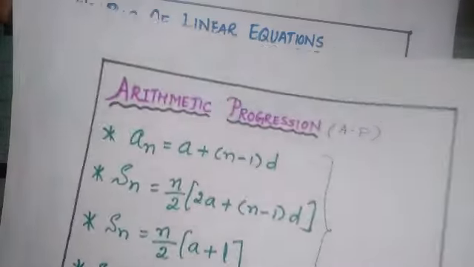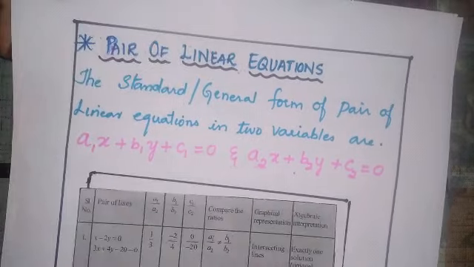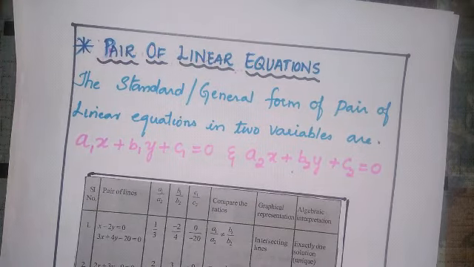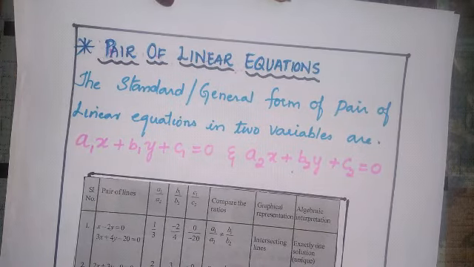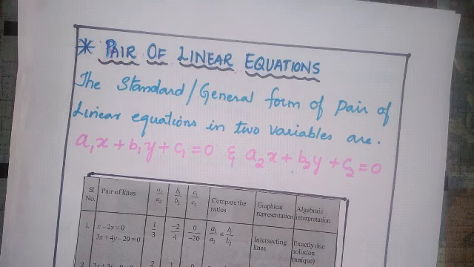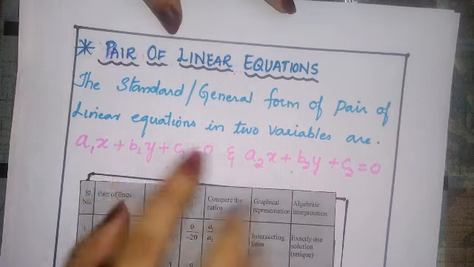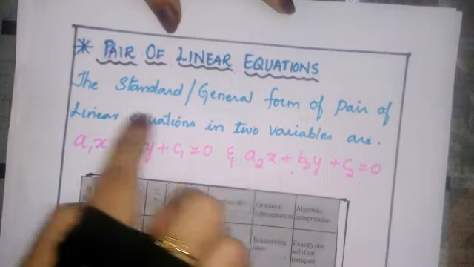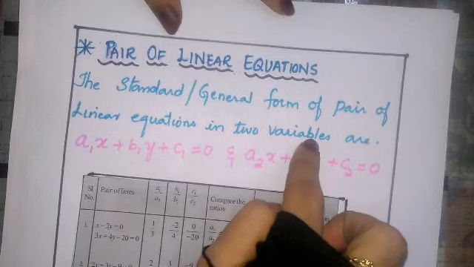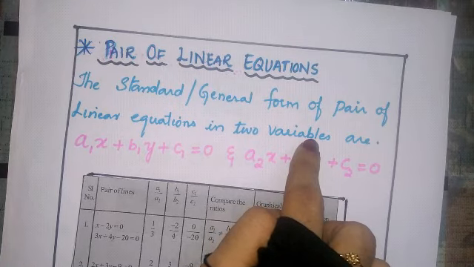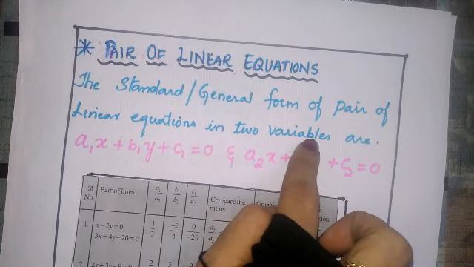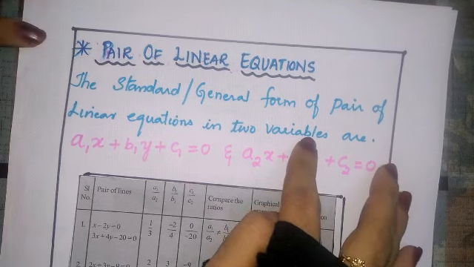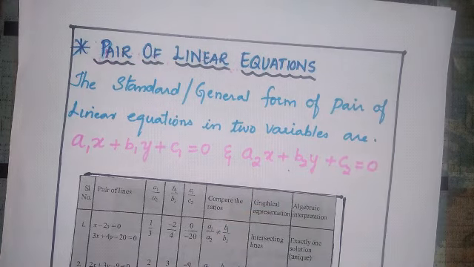Okay, so next let us see pair of linear equations. The third chapter is pair of linear equations in two variables. The 1 mark question, very important, is the standard or general form of pair of linear equations in two variables. They ask the question: write the general form of pair of linear equations in two variables, or write the standard form of pair of linear equations in two variables.